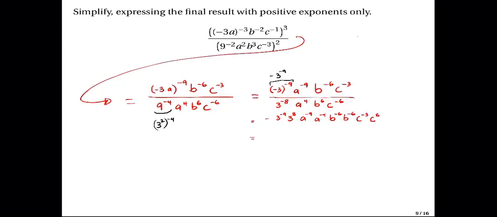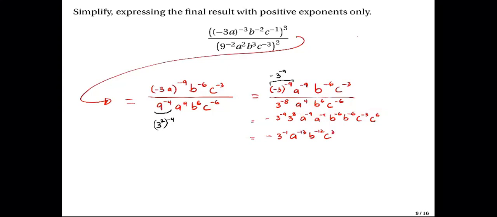Therefore, let's apply the laws of exponents. Okay, we have negative 3. Here we have negative 9 and positive 8. So negative 9 minus 8, that's negative 1. And then we have a. Here we have negative 9 and negative 4. That's negative 13. Here we have negative 6 and negative 6. That's negative 12. And then for the exponent of c, we have negative 3 and 6 here. That's positive 3.